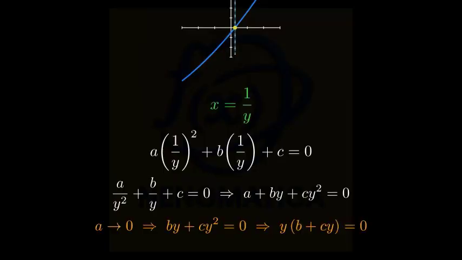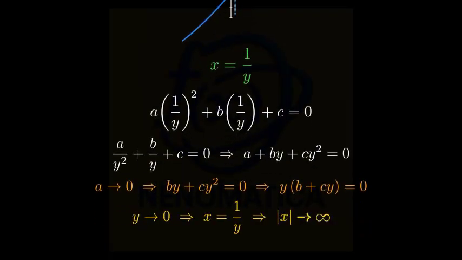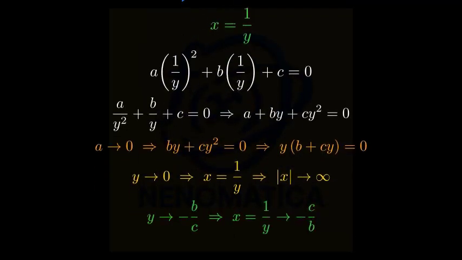Interpreting the two factors. If y goes to 0, then x equals 1 over y grows without bound in magnitude. If b plus c y goes to 0, then y approaches minus b over c, and x equals 1 over y approaches minus c over b.